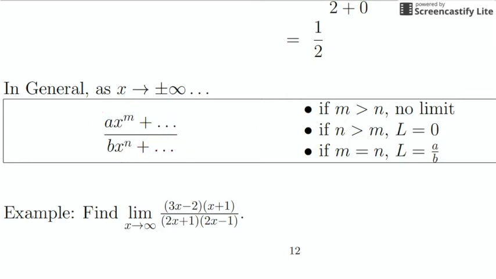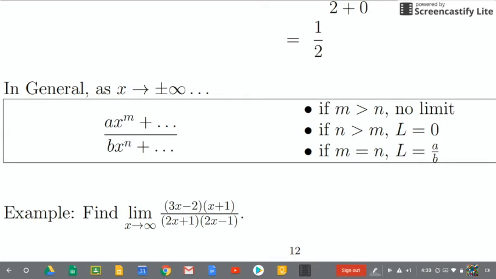Everything else is irrelevant. So now if it's the case that m is larger than n, in other words, the numerator is growing quicker than the denominator, then when we multiply by 1 over the largest exponent in the denominator, the numerator survives. Now, just to illustrate that, let me show you what I mean.